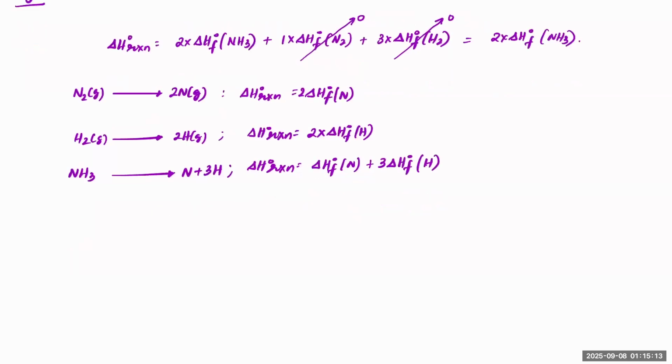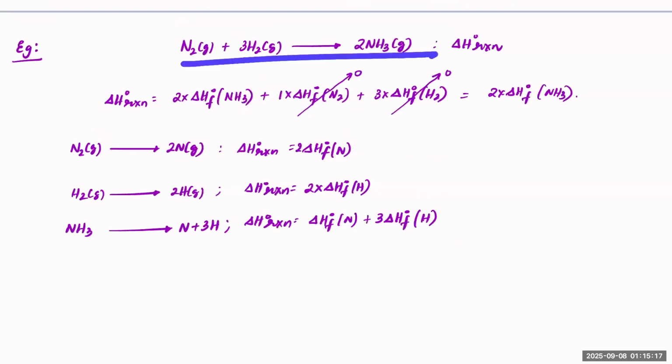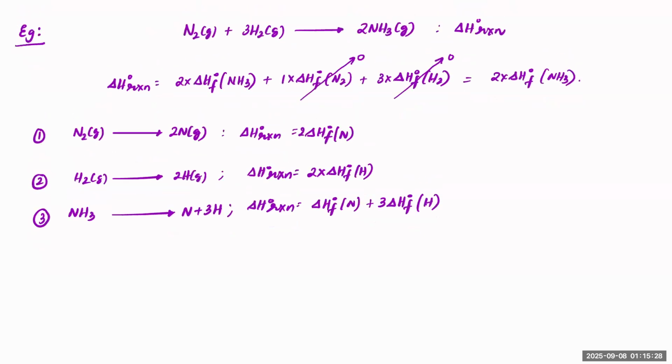Now, I need to somehow get this equation using these three equations. Let's say I have equation 1, equation 2, equation 3. I need to use these three equations to get the first equation, which is our general equation. So I need to multiply the second equation with 3 first. That is the first thing I need to do. And then the third equation, I need to multiply with 2.